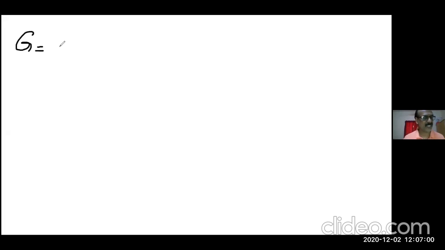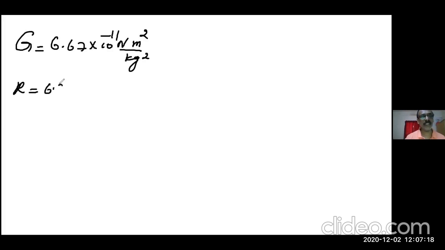G is equal to, this is given data, 6.67 into 10 to the power minus 11 newton meter squared per kilogram squared. Then radius R is equal to 6.37 into 10 to the power 6 meter. It's approximately 6,400 kilometer, but here is the value they have given. g is 9.8 meter per second squared. Find the mass and mean density.